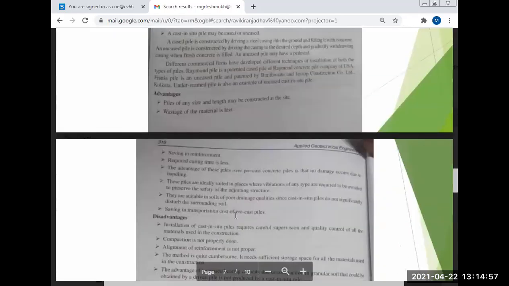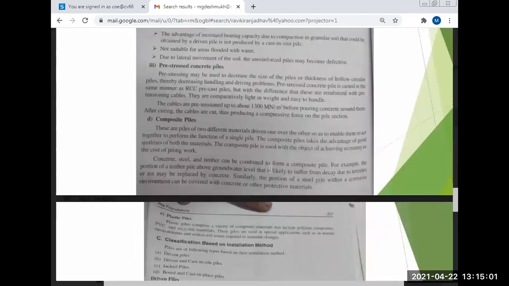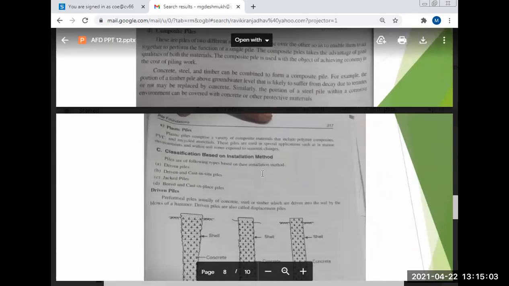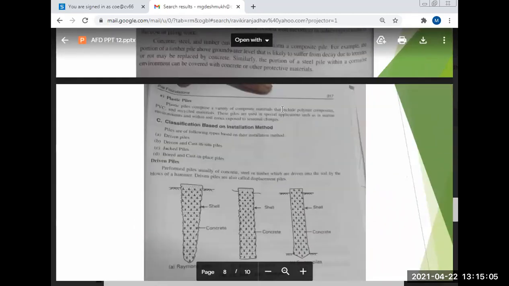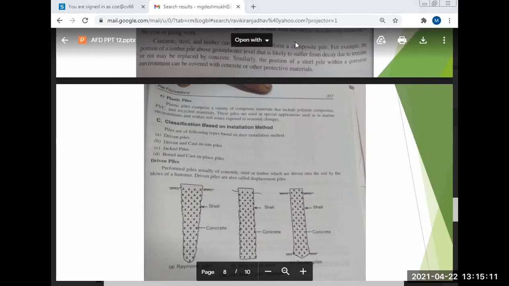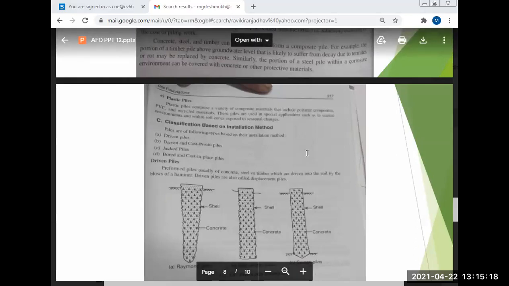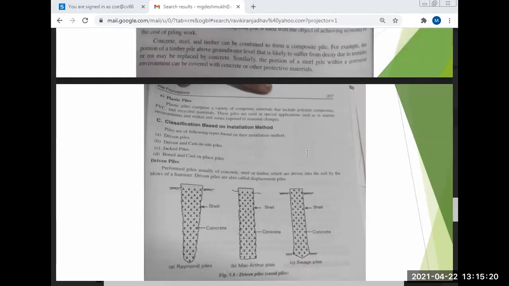Okay, so like this, I won't go into detail about all these advantages, disadvantages, composite piles. Please study yourself. Just go through the notes and note down the important points. And if you have any doubts, you can ask. Got it? So this is all about the piles based on the material.